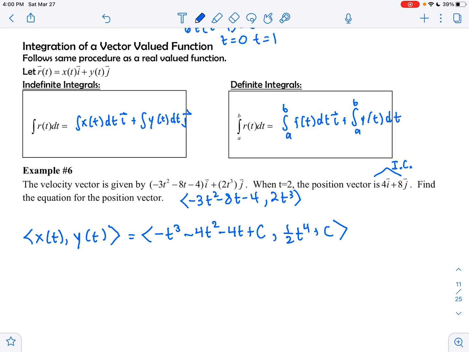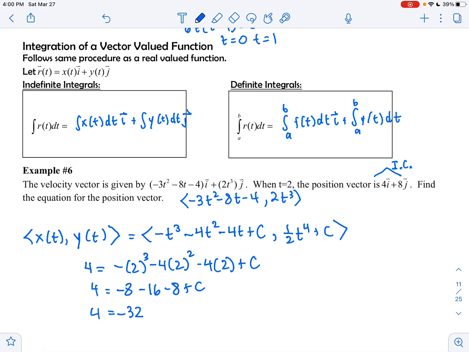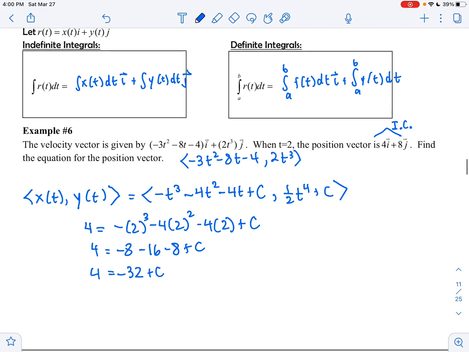Let's do the horizontal first. So if I set 4 equal to negative 2 cubed minus 4 times 2 squared minus 4 times 2, and then plus the c. So 4 equals negative 8 minus 16 minus 8 plus c. So simplifying that, we get negative 32. So we get 4 equals negative 32 plus c. So solving for c, we get c is equal to 36. And that's just for the horizontal component of your position vector.